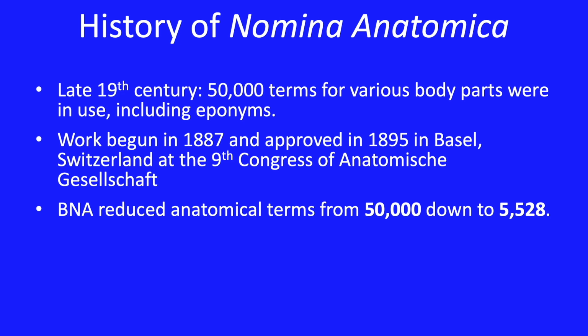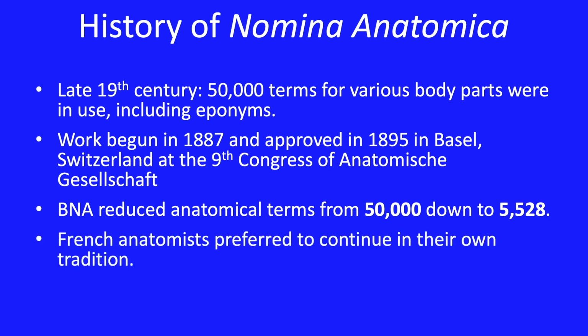The British National Association reduced anatomical terms from 50,000 down to 5,528. However, the French anatomists prefer to continue with their own traditions, and today their books are much denser than anything in English.